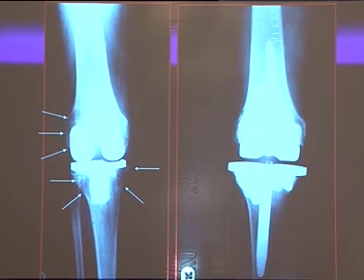Now, this is an X-ray of a patient who had a total knee replacement, has osteolysis both on the femur and tibia. We use a long stem along with cement.